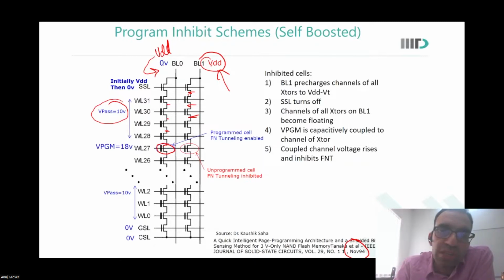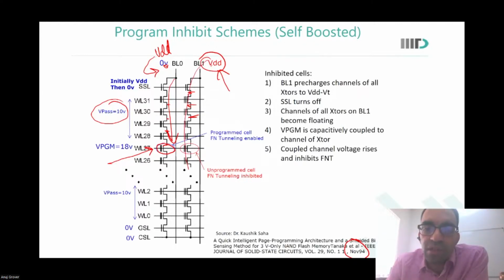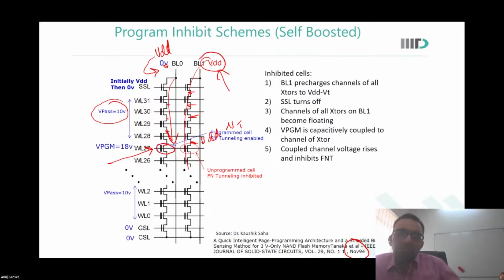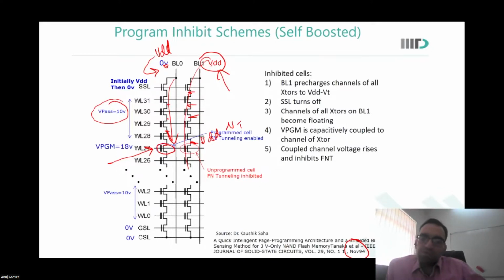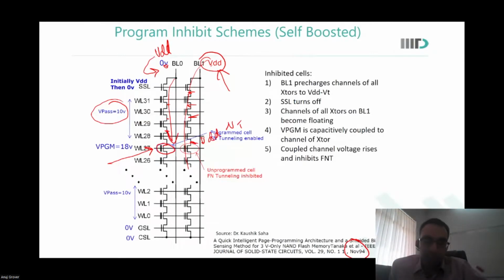You take this to 0, then as soon as you take this to 0, it is 0 everywhere. If it is 0 everywhere, what happens? FN tunneling starts. Okay. Over here, that doesn't start because over here it is VDD minus VT. Acha. Okay sir. You do not put the device in inversion region at all. Yes sir. So the programming will not happen. Okay sir. Any further questions on this?